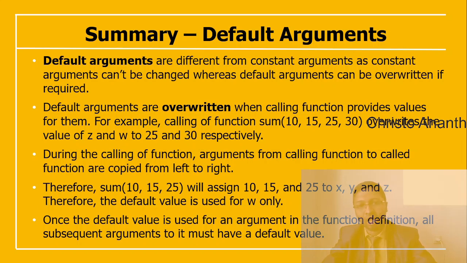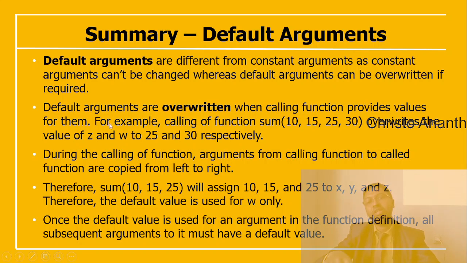During calling of the function, the arguments from the calling function to the called function are copied from left to right. So the call sum(10, 15, 25) will assign 10, 15, 25 to x, y and z. So the default value is used only for w.